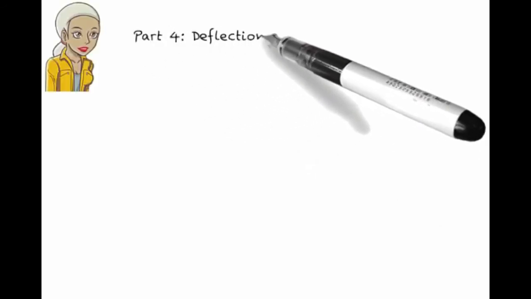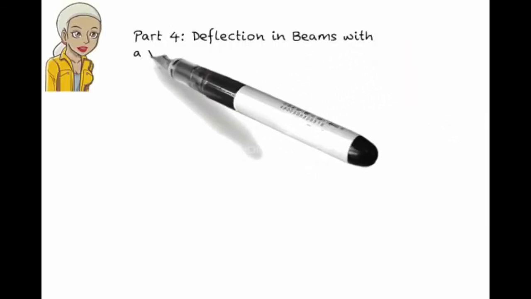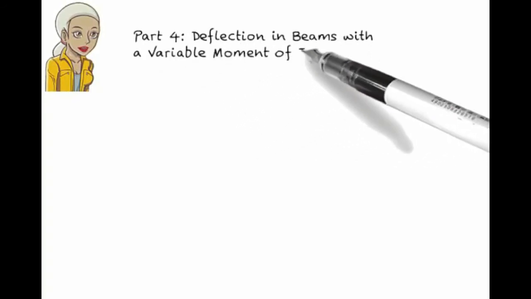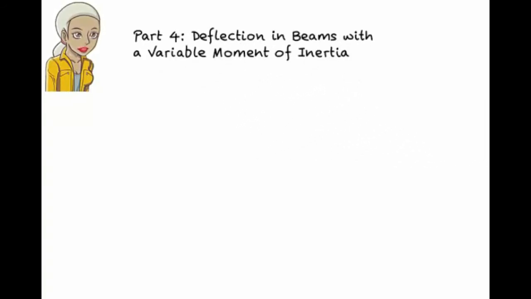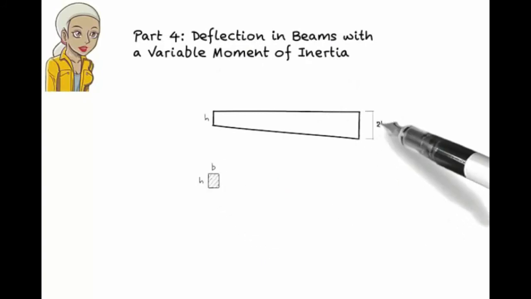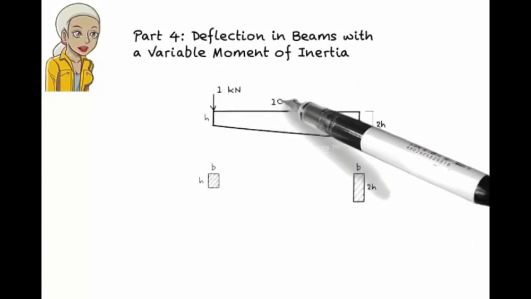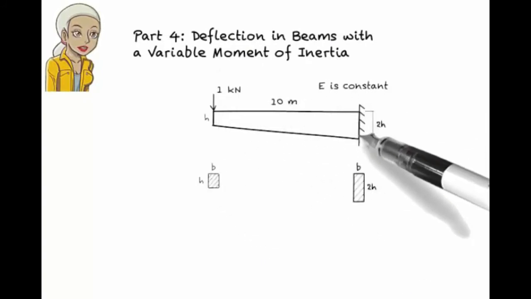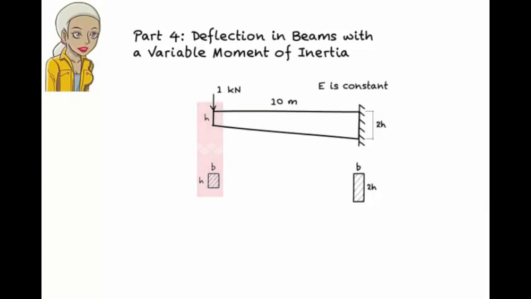Part 4. This example illustrates how to use the double integration method to find a deflection equation for a tapered beam. Consider a cantilever beam with a rectangular cross-section that changes size. The height of the rectangle changes linearly from h at the free end to 2h at the fixed end. We want to write the deflection equation for the beam.